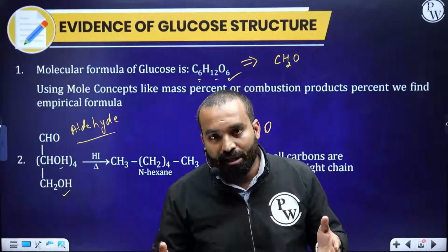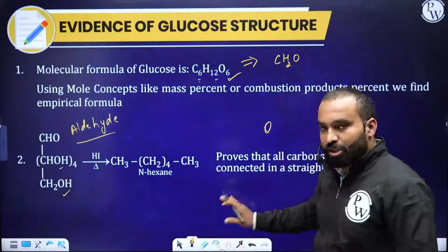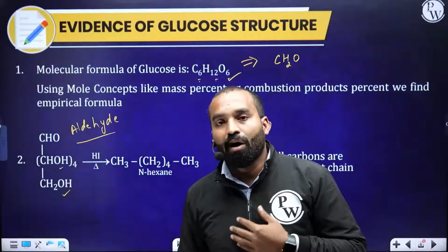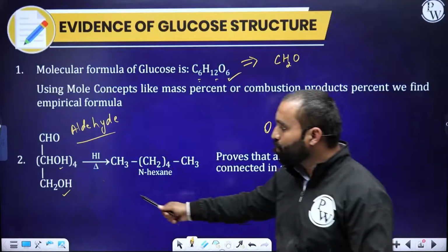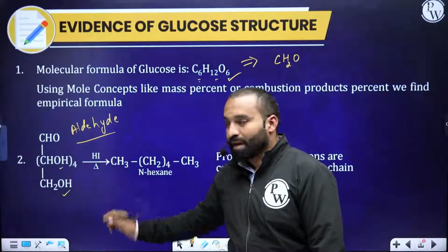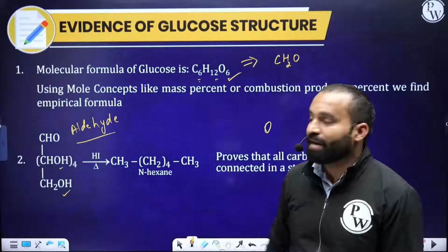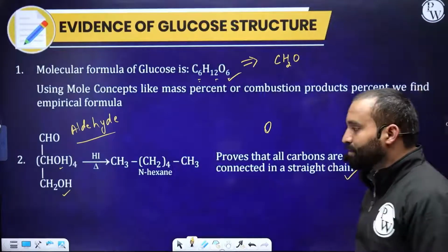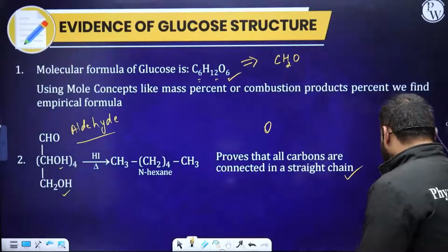6 carbon atoms are connected in the glucose molecule. This is the experiment. So this becomes your question: how do you know that 6 carbons are attached in a straight chain? When you react glucose with HI and heat it, with prolonged heating, you have to heat it for many days, and that proves all the carbon atoms are connected in a straight chain. Question number 1. High chance that this would be asked in the examination.